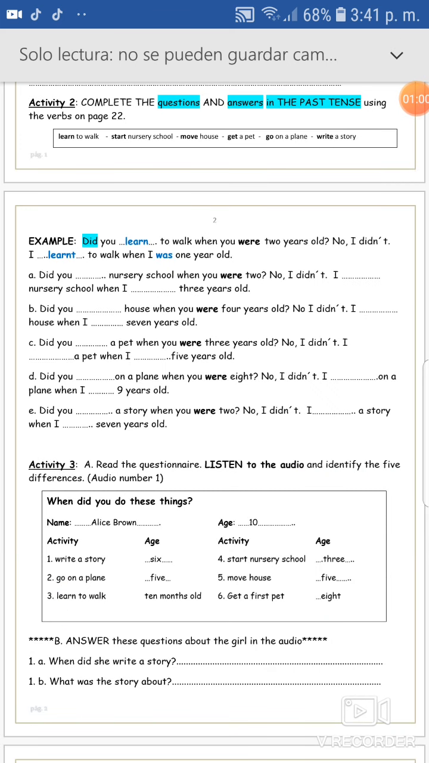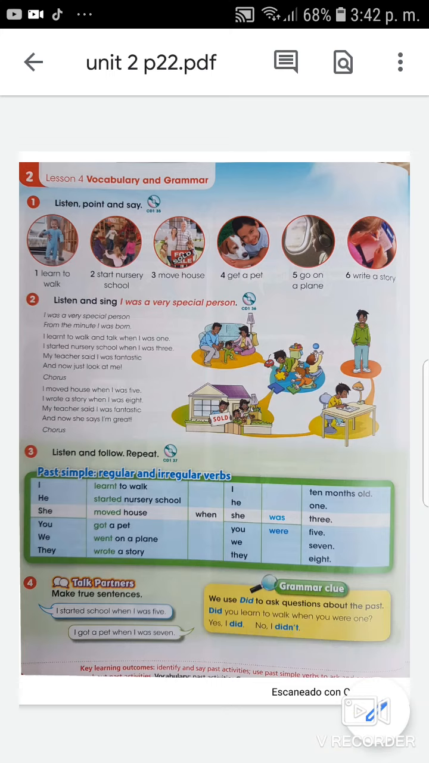Activity number 2. You have to complete the questions and answers in the past using the verbs that we saw on page 22. Those verbs are learn to walk, start nursery school, move house, get a pet, go on a plane, and write a story. In the chart underneath, you have examples of how to make sentences.